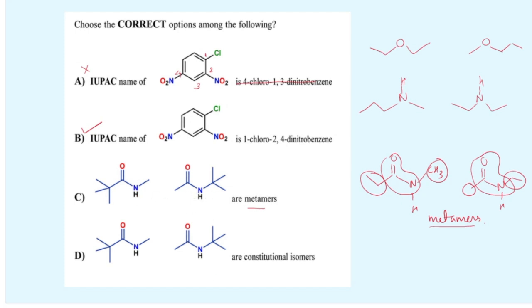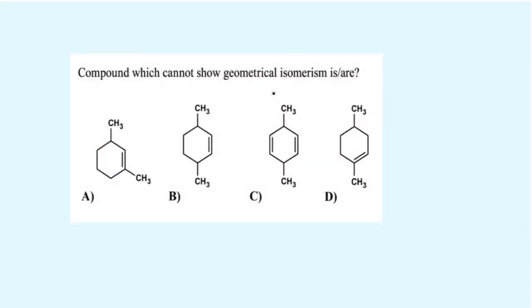Now, are these two metamers? For that, let's see here. We have a tertiary butyl and methyl, and here we have methyl and tertiary butyl. The groups can be same, but the attached on both the sides it is different, right? Therefore, they are metamers. So, C is also correct. Now, the same molecules, are these constitutional isomers? Yes. Constitutional isomers are nothing but structural isomers. Yes. So, option D is also correct. Among the given compounds, which cannot show geometrical isomerism.